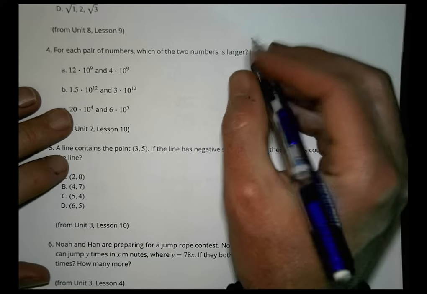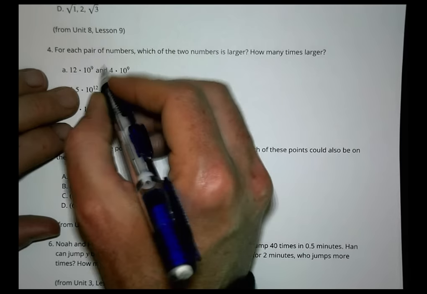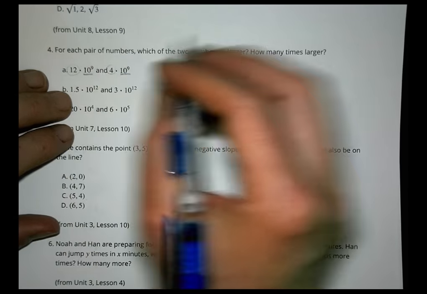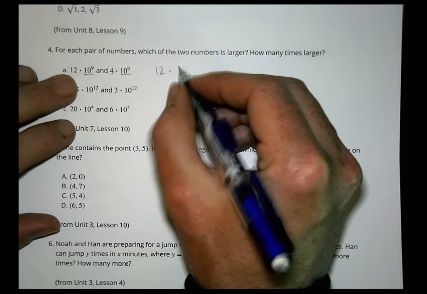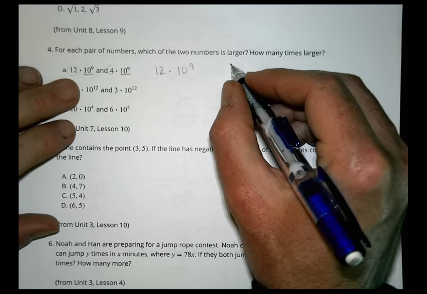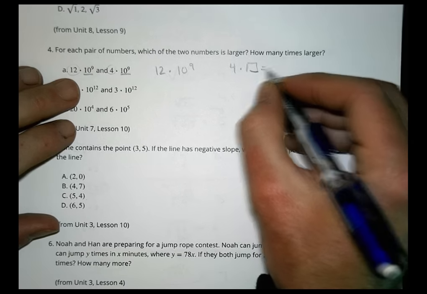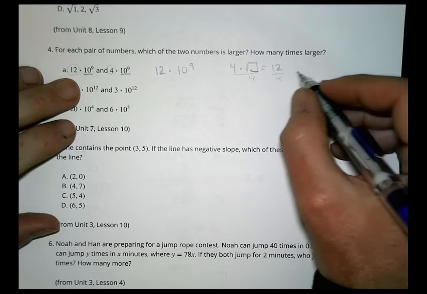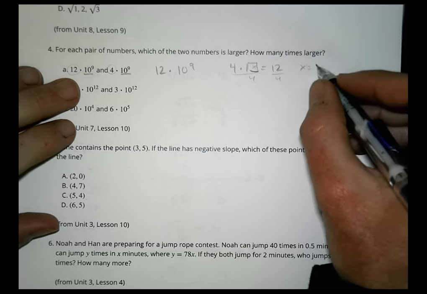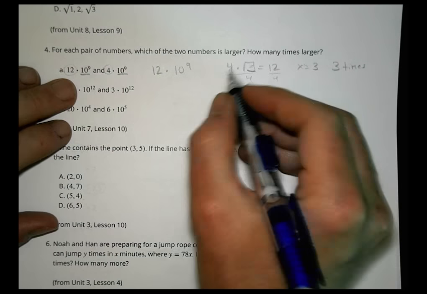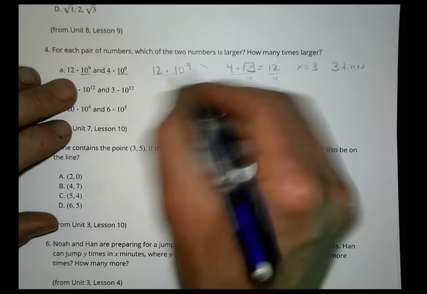Number 4. For each pair of numbers, which one is larger and how much larger? Sometimes if I have 10 to the 9th and 10 to the 9th, that's the same, so I'm comparing the 12 to the 4. The larger one is definitely 12 times 10 to the 9th, but how many times larger is it? To do that, you can think about 4 times what number equals 12, or divide both sides by 4. 12 divided by 4 is 3, so x equals 3, so it's 3 times larger. That's our bigger one there.